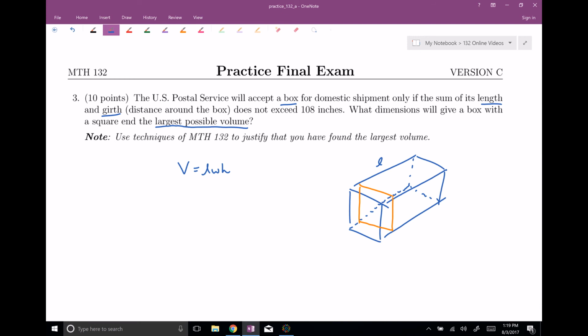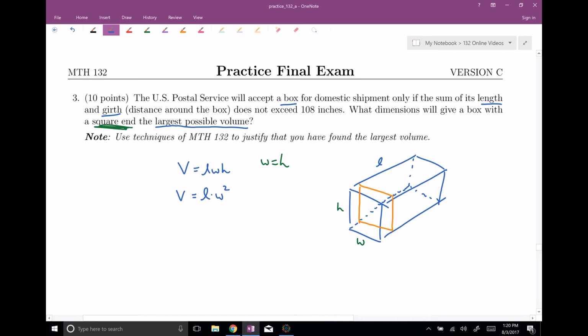And I guess the other big thing here is that we have a square end, right? So in this case we have that the width is equal to the height. So this would normally be the width and this would be the height, but they're equal to one another. So that's a lot of information. We can actually simplify our volume equation to say that this is length times width squared.